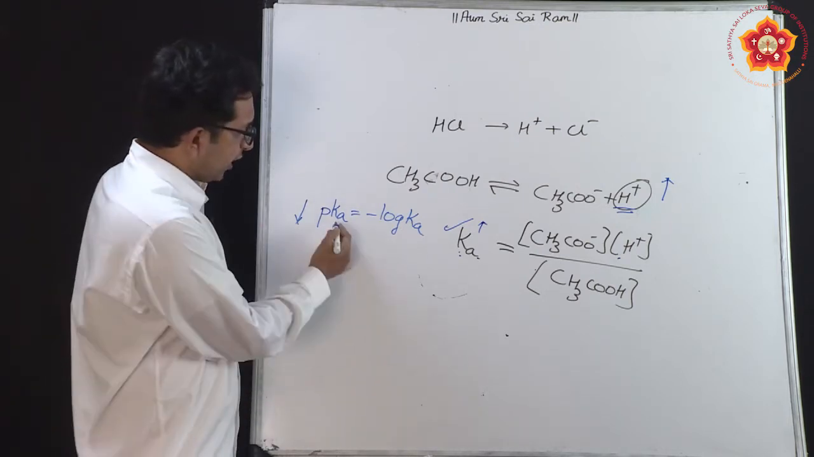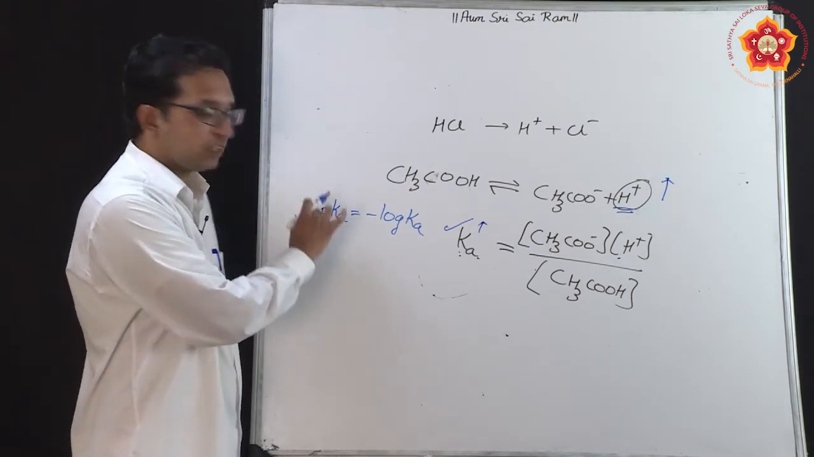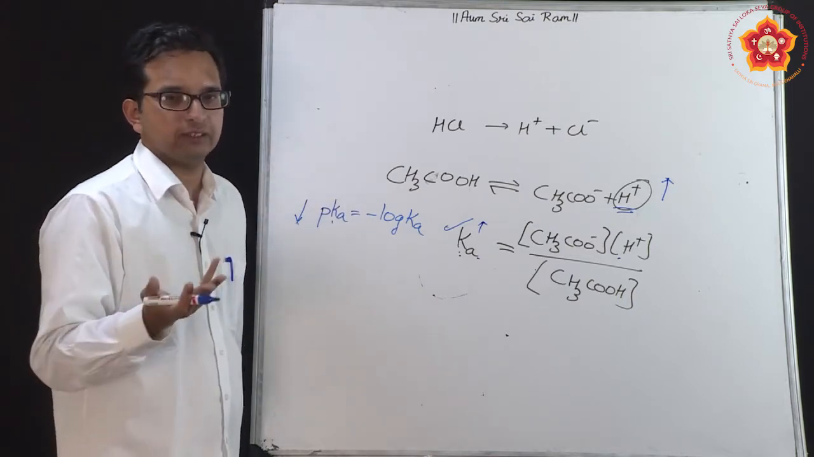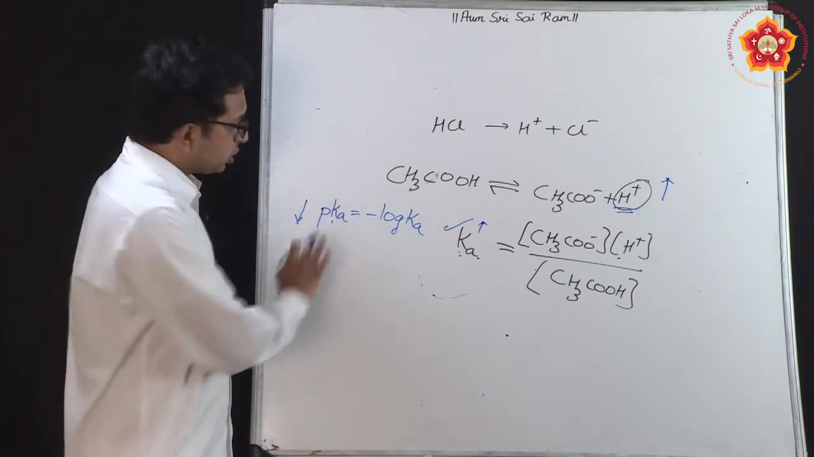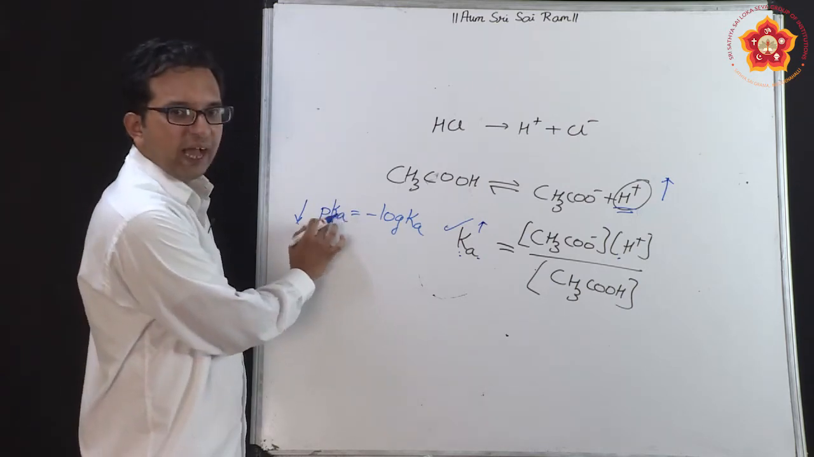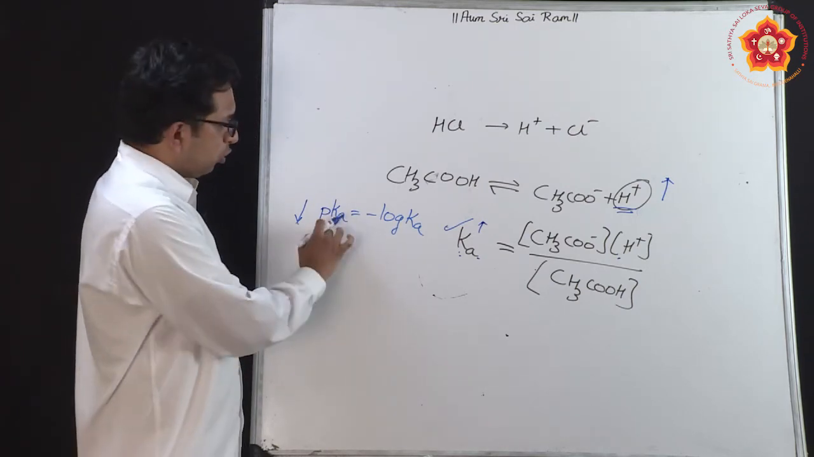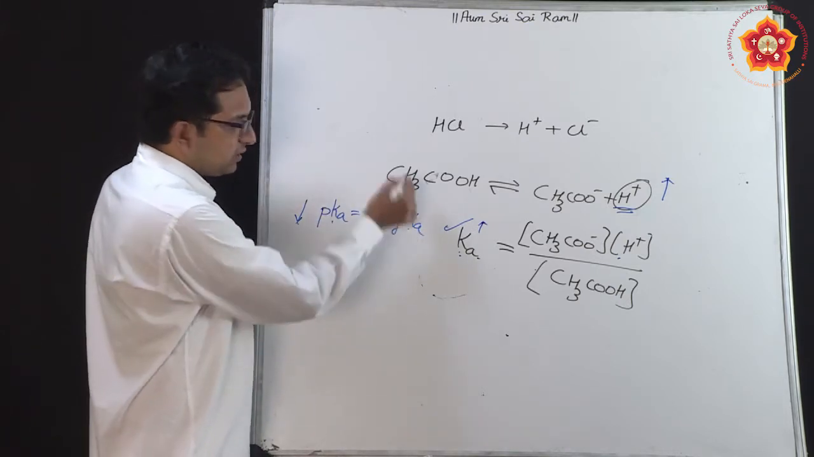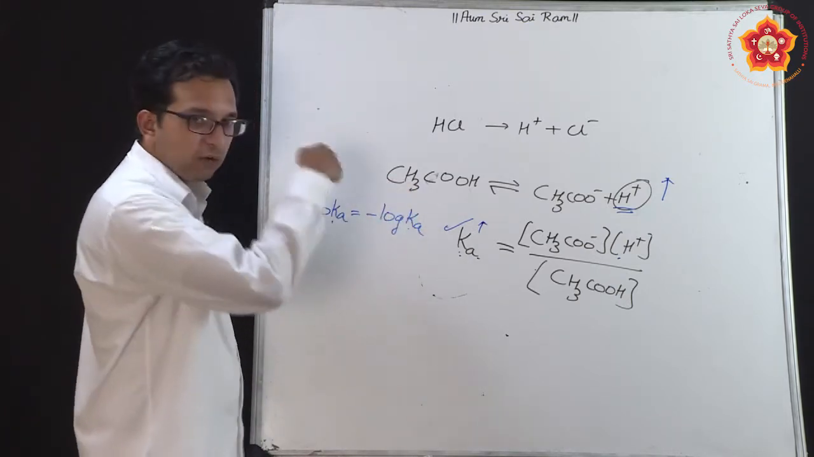But when I correlate it with pKa, which is nothing but the power of the dissociation, we have already studied about pH, which is power of hydrogen. This is the power of dissociation of an acid, Ka. So, since this is a negative logarithm, an increase in Ka means that the pKa value will decrease.